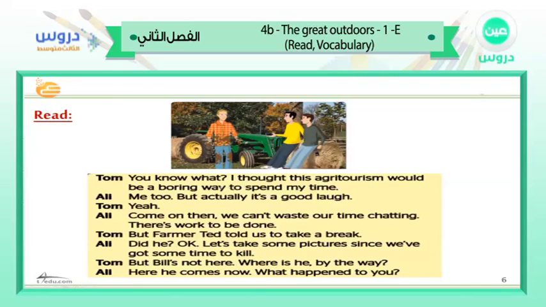You know what? I thought this agritourism would be a boring way to spend my time. Agritourism means going into natural places or agriculture. Me too, but actually it's a good laugh. So they're having fun. They're enjoying their time. Yeah. Come on then. We can't waste our time chatting. There's work to be done.